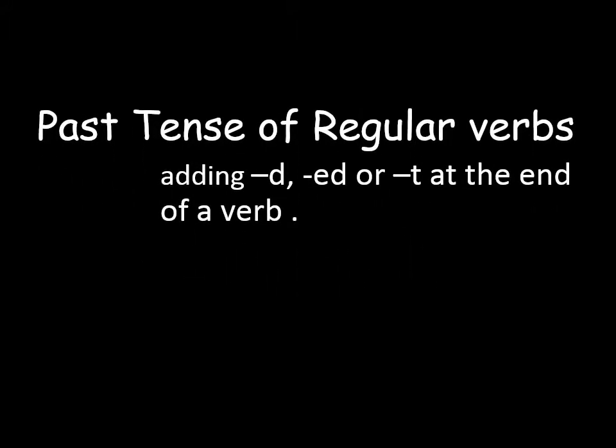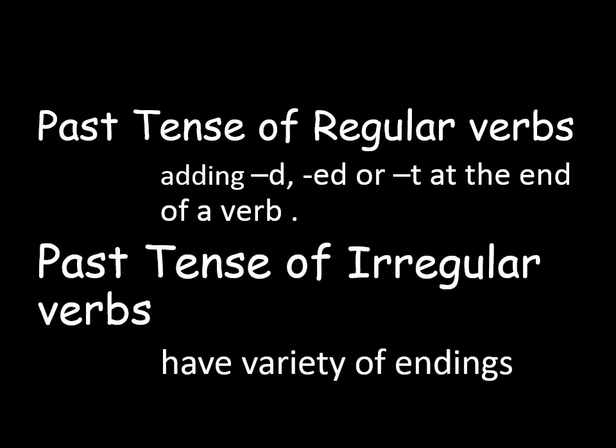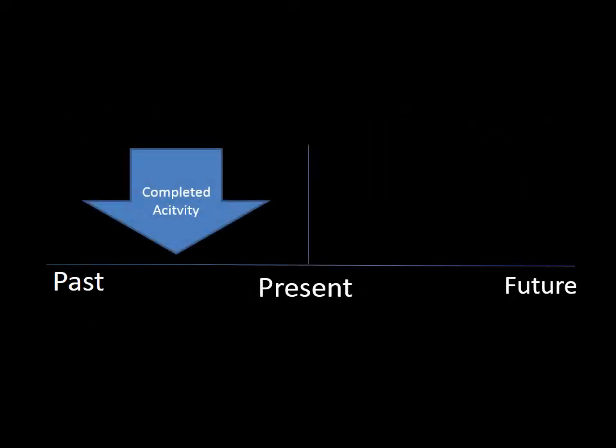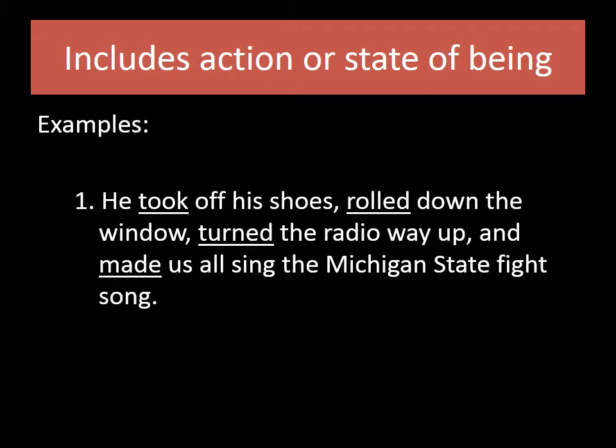Past tense of regular verbs are formed by adding d, ed, or t at the end of every verb. Past tense of irregular verbs have a variety of endings. Simple past tense includes any action or state of being that we could find between the dawn of time and the split of the second before the present.